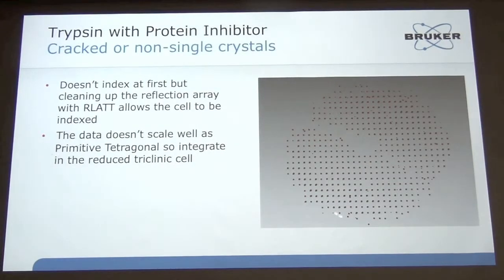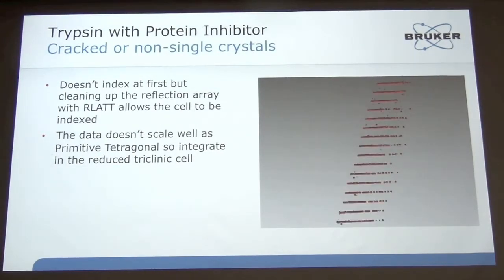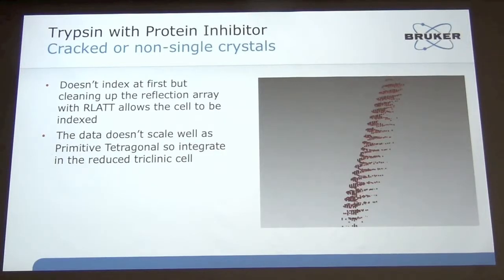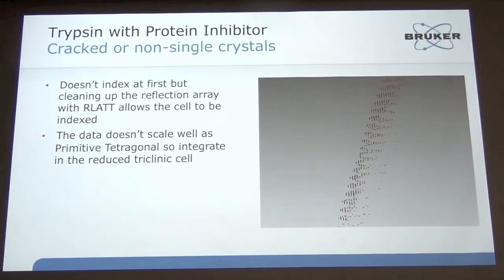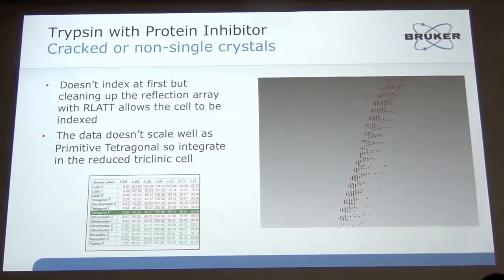If you look in one direction, the lattice looks fine. When you go the other direction, you can see all kinds of overlapping spots, so it's hard to index, and I had trouble indexing it. But as you rotate a little bit in RLATT, you can see what the lattice lines are, and then you can easily start to separate all the noise that's in there. After that, it was easy to index, and then it was just trying to figure out what the correct space group was.